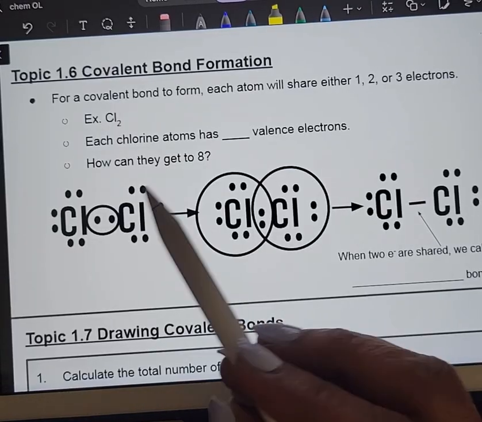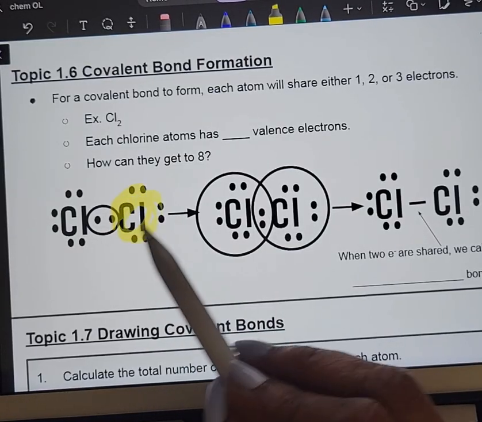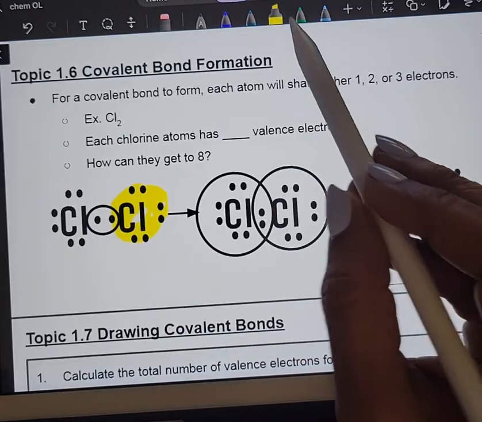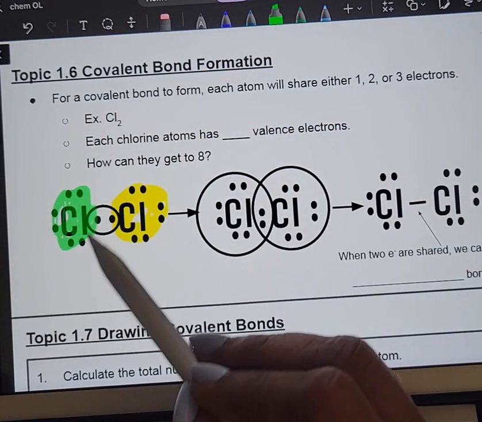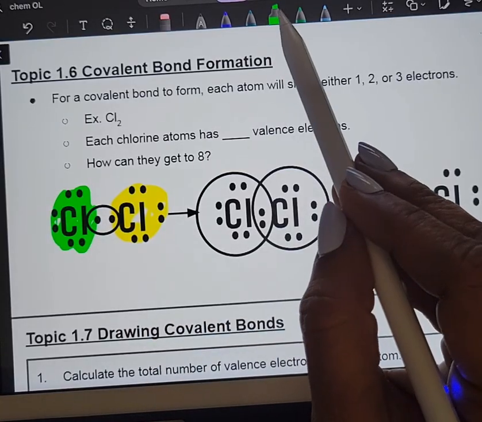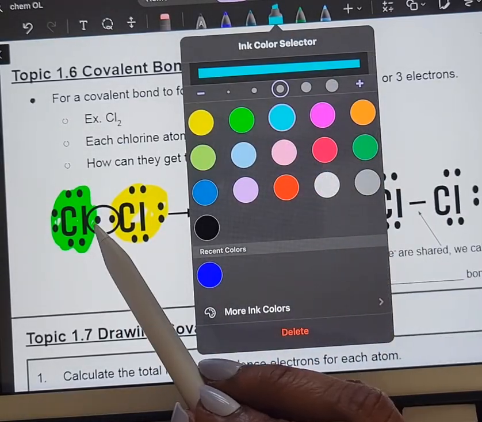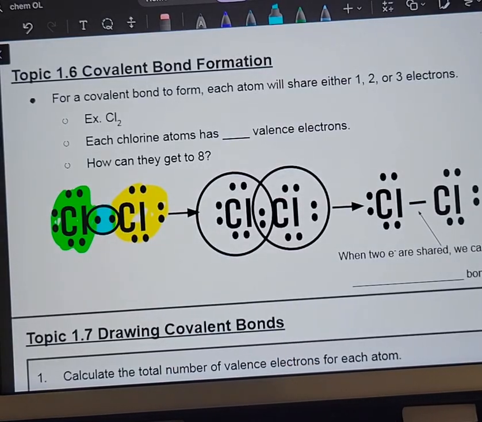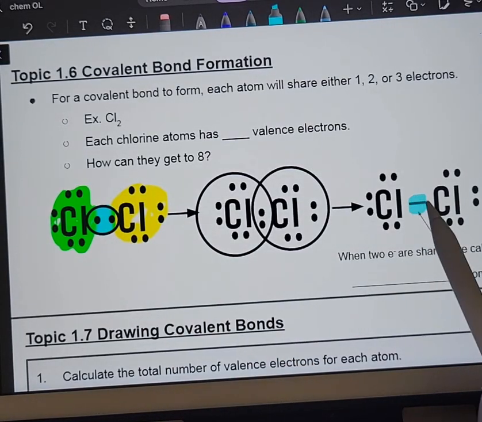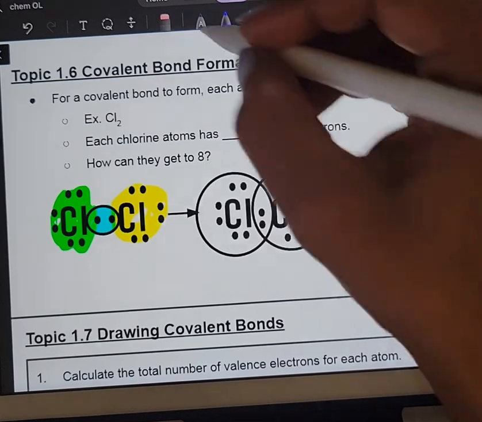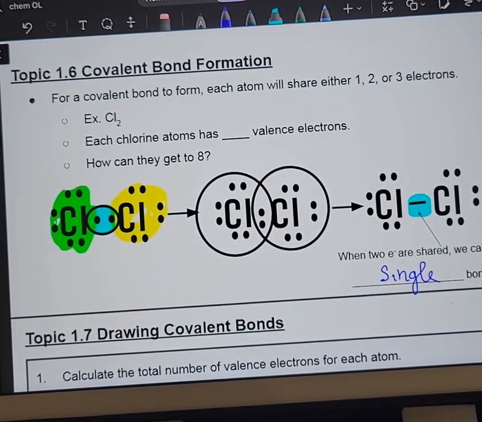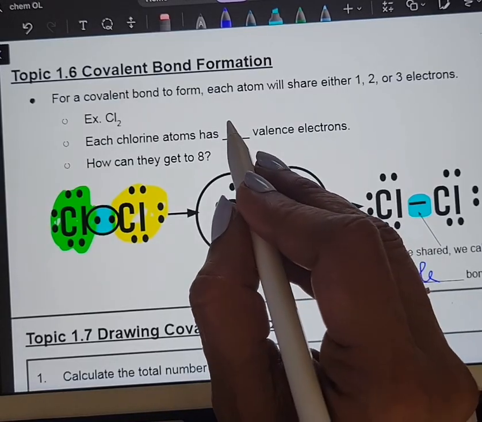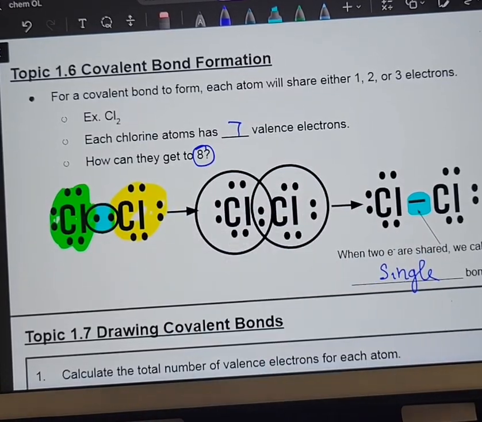Here we can see this chlorine has 7 electrons. This chlorine also has 7 electrons. So they both need one more. If they need one more, they will share one pair. So they are sharing one pair of electrons, which will result in what bond? A single bond. They all have 7 electrons and need 8 by sharing one more pair.